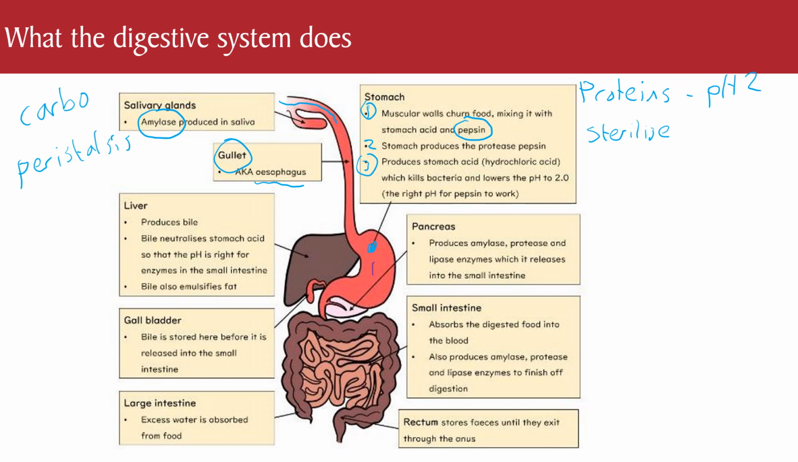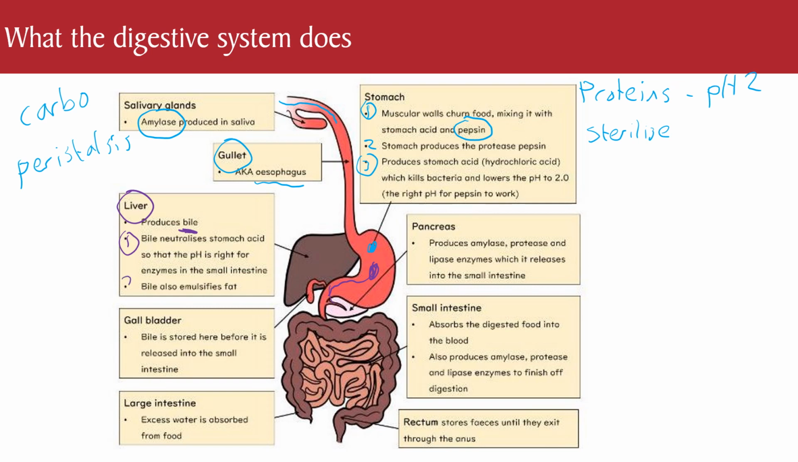Right, so once you've been into the stomach, it comes out of the stomach, and then those are the 3 organs that I talked about before. So firstly, the liver. It produces bile. Now, bile has 2 jobs. It neutralizes the stomach acid, so that is an alkali, right? Because if you imagine stomach acid at pH 2 went all the way through your digestive system, I'm sure it can't be very pleasant coming out the other end as pH 2. So bile neutralizes it. That gets it to the right pH for enzymes to work in the small intestine.